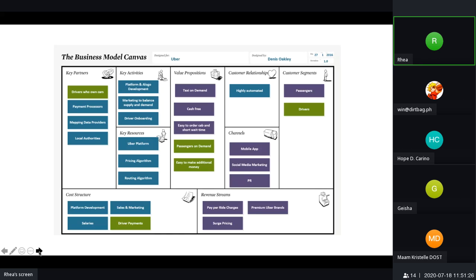Okay, so how can Uber reach their passengers customer segment? So these are their channels. They have a mobile app, they have their social media marketing, and they have their PR people that will advertise the word out there. Customer relationship, it's automated, meaning to say for every concerns there might be a bot that helps answer them or whatnot.